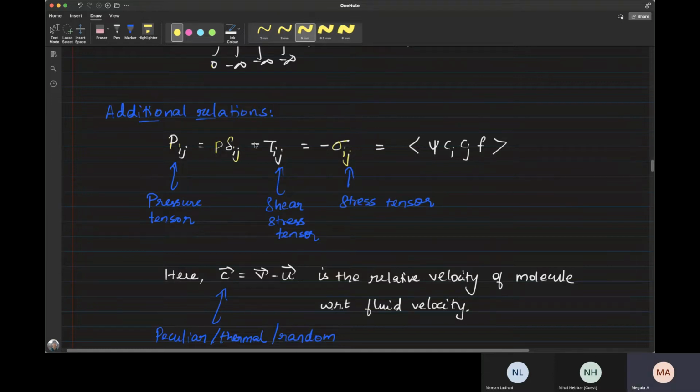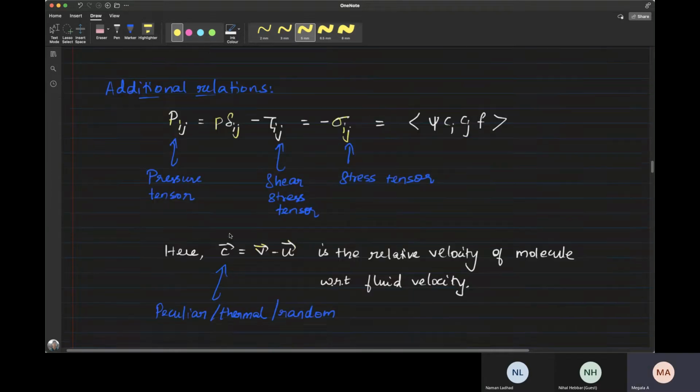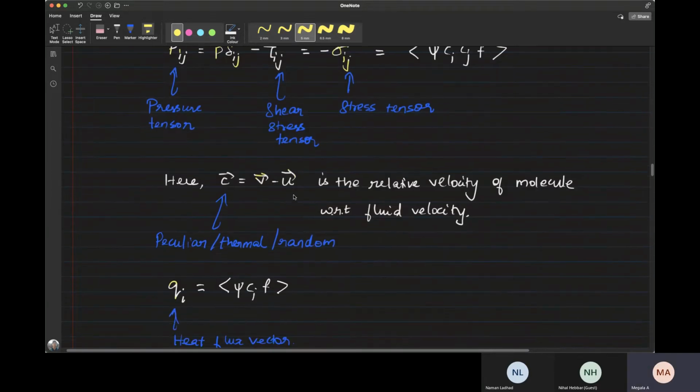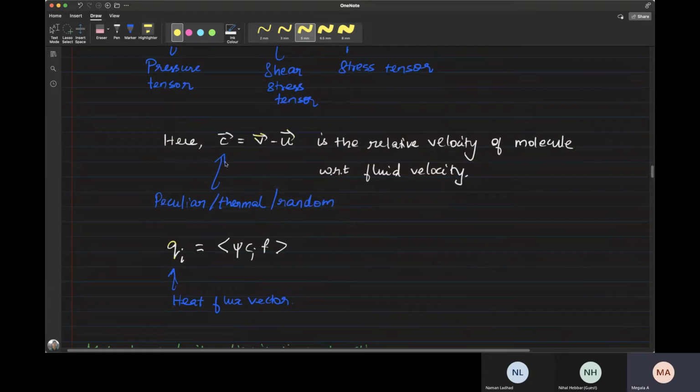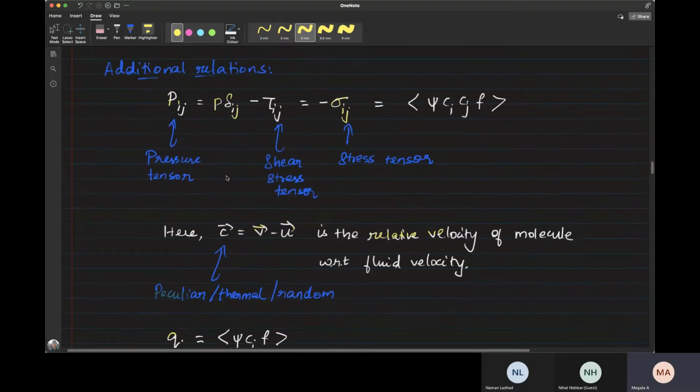So this is the full pressure tensor, and this is written in microscopic form as the integral of psi Ci Cj into f, where the C vector is given by V vector minus U vector. So this is basically the relative velocity of the molecule with respect to the fluid velocity. The fluid velocity is the U vector and the V vector is the molecular velocity. C vector is basically the relative velocity. We call it either relative velocity or peculiar velocity or thermal or random velocities. So this is the definition for the pressure tensor.